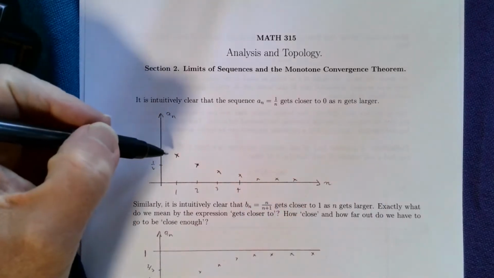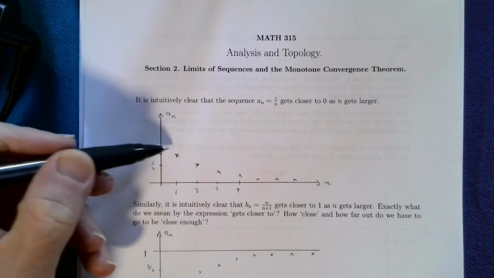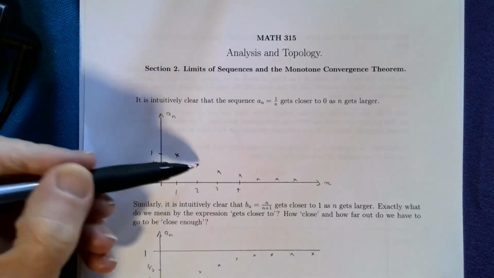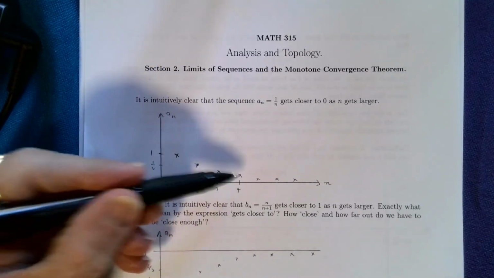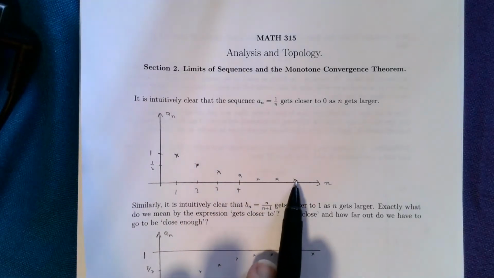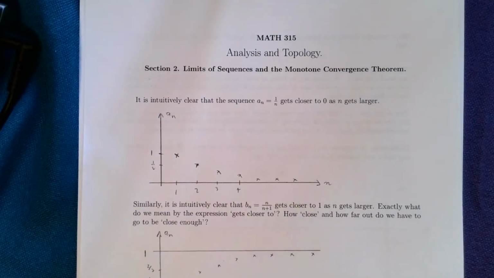Graphically, we can draw little pictures here. So when n is 1, 1 over 1 is 1, then a half, then a third, then a quarter. And these are getting smaller, they're getting closer and closer to the axis here, the further out we go.